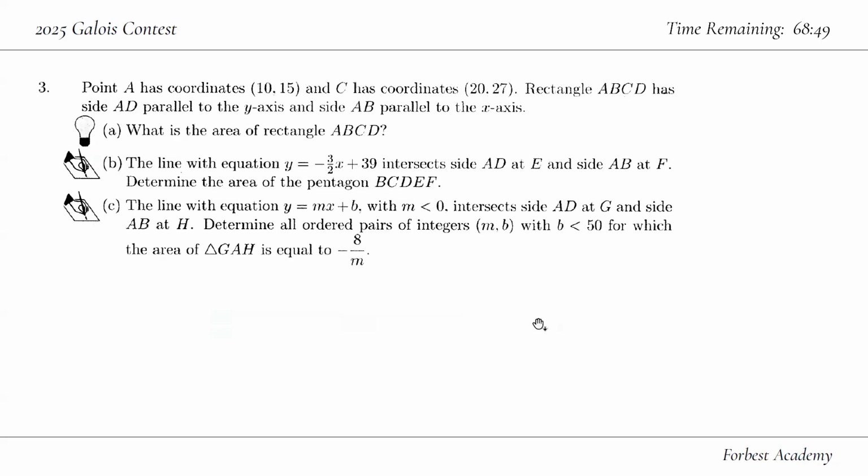Excellent. So now let us do number 3. Point A has coordinates 10, 15, and C has coordinates 20, 27. Rectangle ABCD has side AD parallel to the y-axis and side AB parallel to the x-axis. What's the area of rectangle ABCD?